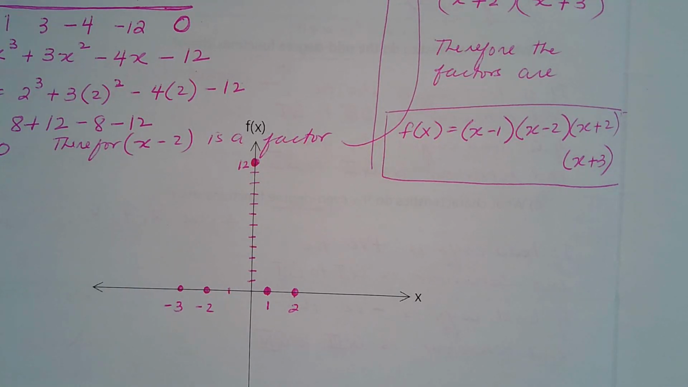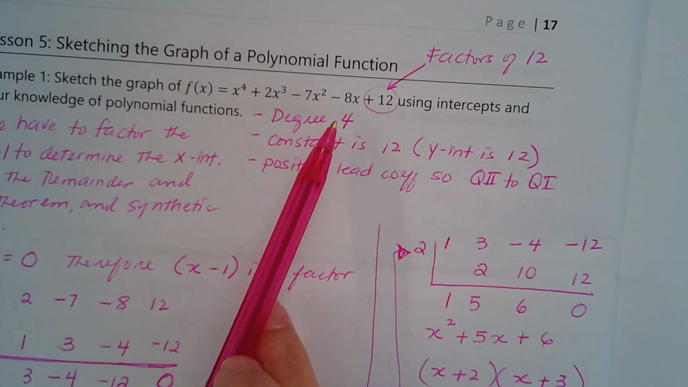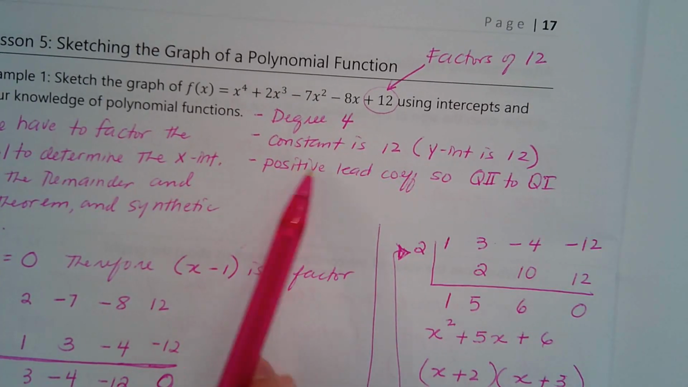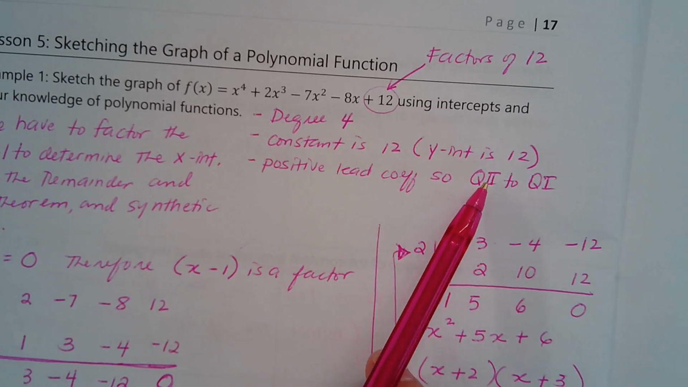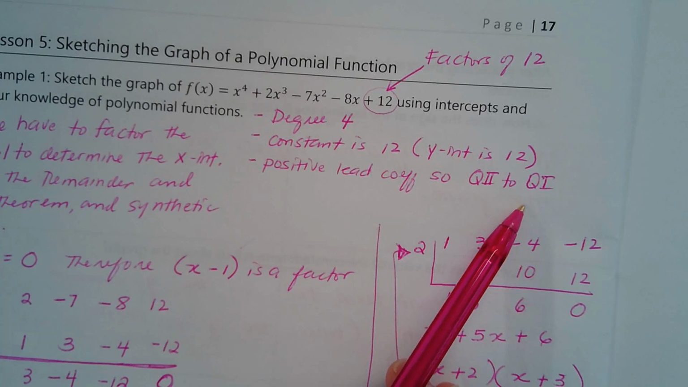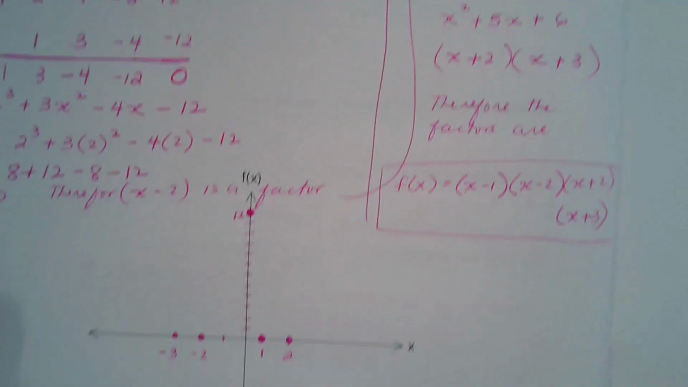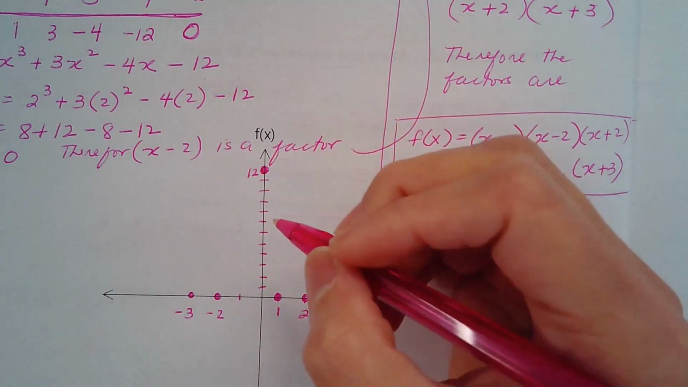Now, what should it look like? Remember, we said it's a degree 4, and it's a positive leading coefficient. So that means the behavior should be in quadrants 2 to 1. So what does that look like? Remember, where do the arms go? Up in the air, both of them, right? So this is what it's going to be.